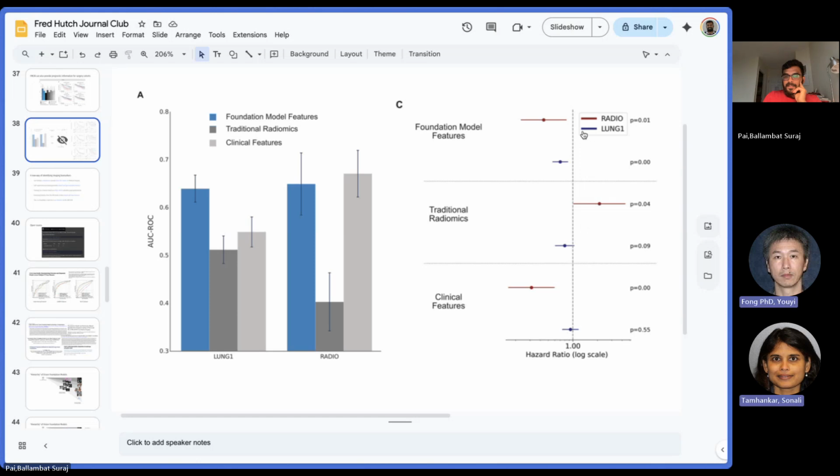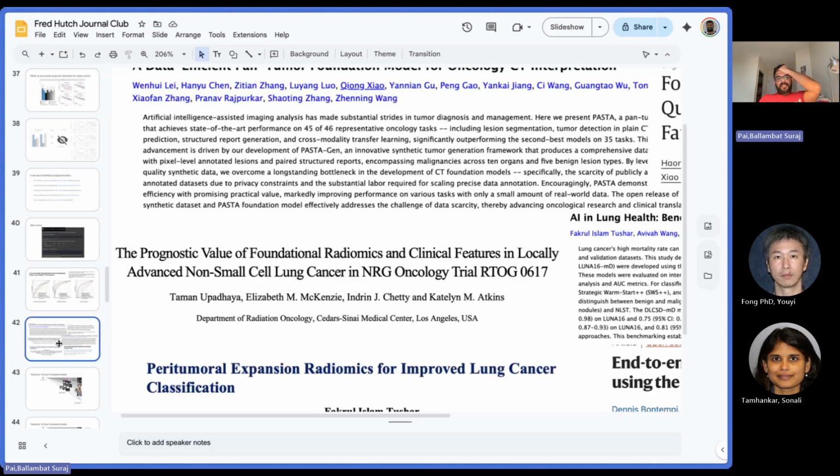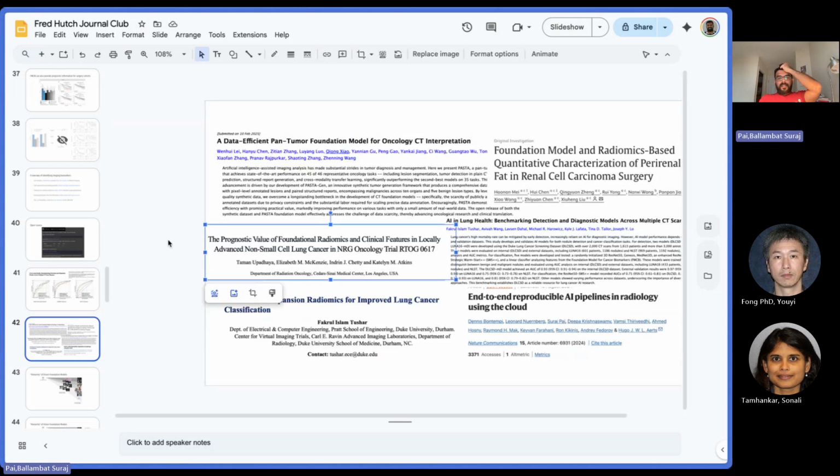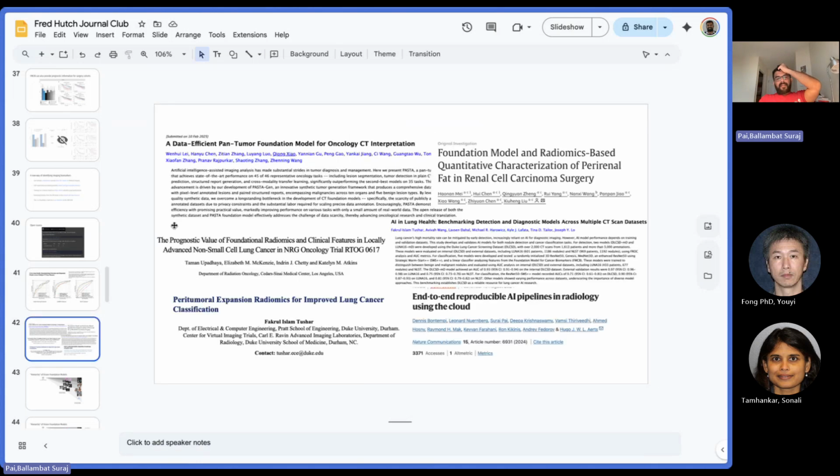Thanks. Yeah, I'm very curious to see what AUC you get when you combine the foundation model features and clinical features. Indeed, indeed. I think there have been some follow-up studies already. I don't know if I listed one of these here, but this one was on foundation radiomics and clinical features in locally advanced small cell cancer. I try to keep up with a lot of the papers that use this so that I know what people are working on.